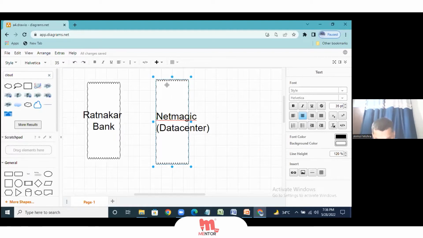So what is your quotation? How can we deploy everything? NetMagic will give their solution. NetMagic said, no issues, we will deploy everything. We will give you Windows Server, Exchange Server, File Server, net banking servers, everything.